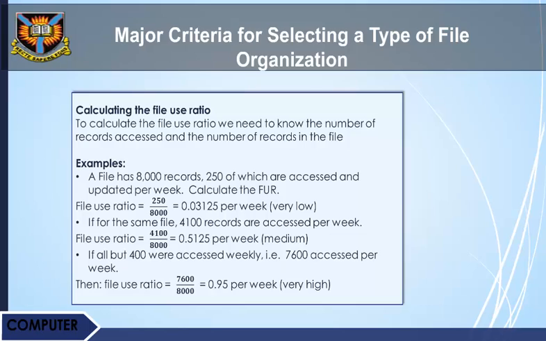If for the same file, 4100 records are accessed per week, file use ratio is equal to 4100 over 8000, which is equal to 0.5125 per week, medium. If all but 400 were accessed weekly, that is 7600 accessed per week, then file use ratio is equal to 7600 over 8000, which is equal to 0.95 per week, very high.